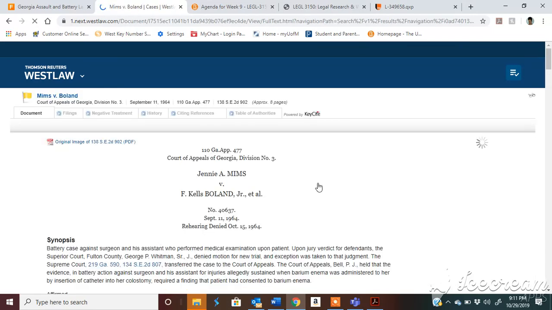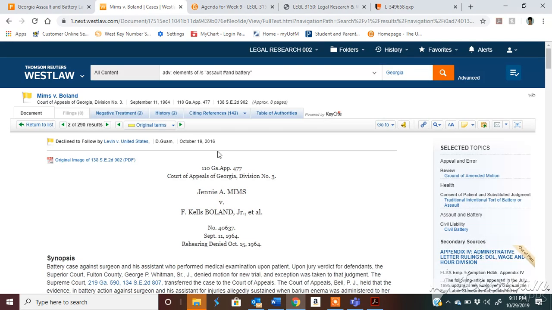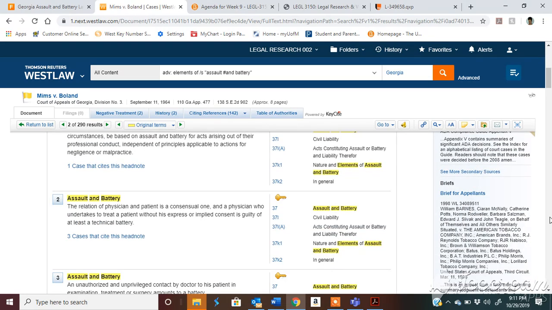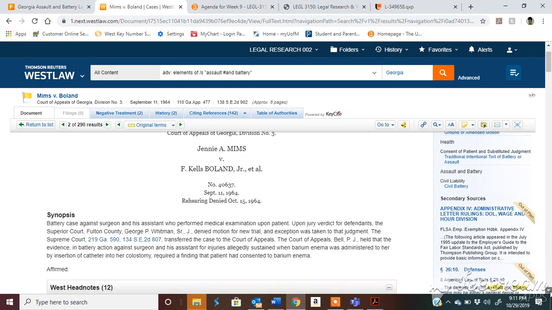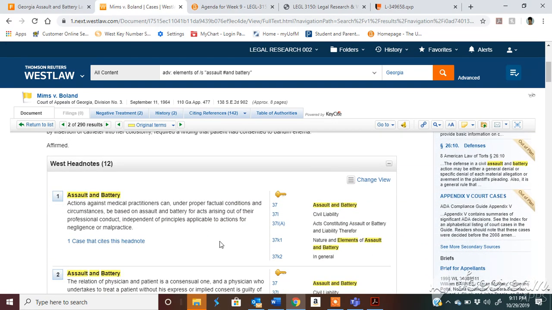This is also in the state of Georgia Court of Appeals, 110th volume, page 477. Janie Mims, Kels Boylan. Synopsis: a battery against a surgeon. Here we have where the elements of assault and battery in a civil case are outlined.